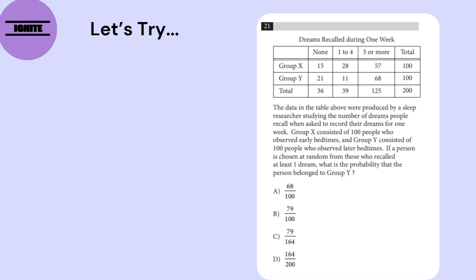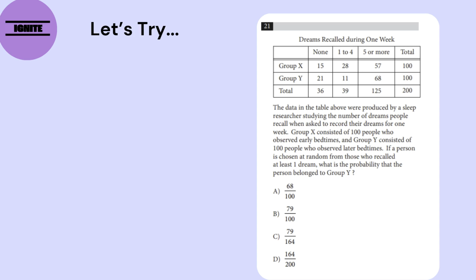Now that we've looked at some of these probability rules questions, let's try answering one of them. Question 21 is about dreams recalled during 1 week. The data in the table above were produced by a sleep researcher studying the number of dreams people recall when asked to record their dreams for 1 week. Group X consisted of 100 people who observed early bedtimes, and Group Y consisted of 100 people who observed later bedtimes. If a person is chosen at random from those who recalled at least one dream, what is the probability that the person belonged to Group Y?